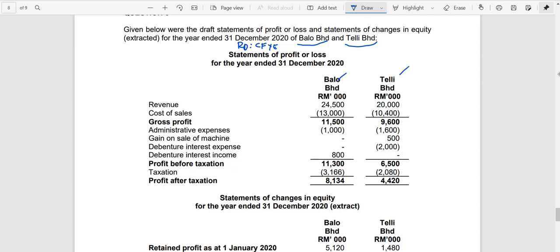When you prepare the consolidated statement of profit or loss and other comprehensive income, you are going to combine the revenue and expenses of the parent Balu and the subsidiary Tele. And you are going to also exclude any intercompany transaction between group members. So the consolidated statement of profit or loss will only report the transaction between the group and the external third parties, not transactions among group members, let's say between parent and subsidiaries or the subsidiaries with another subsidiaries.